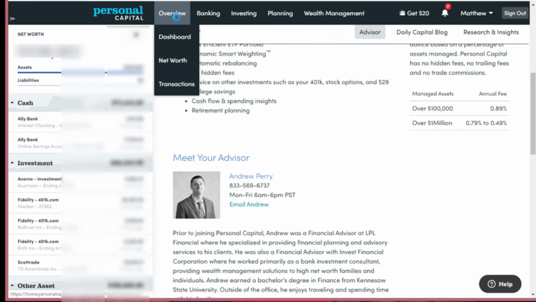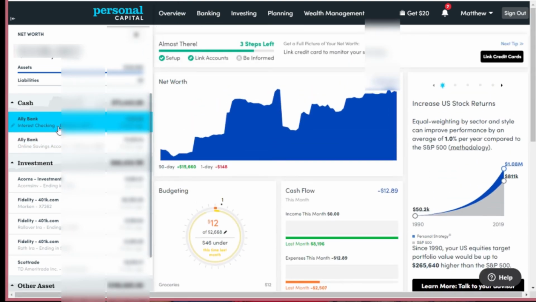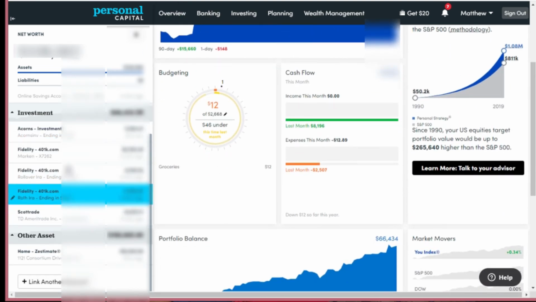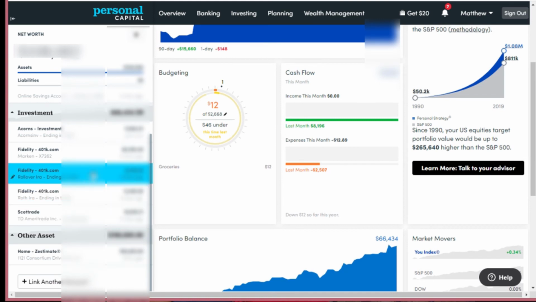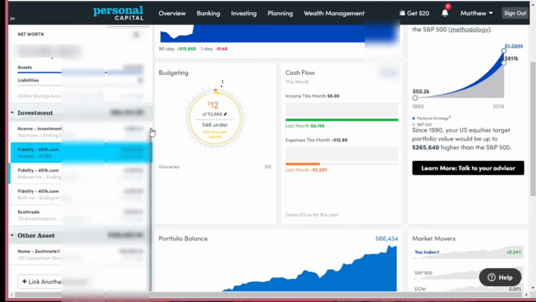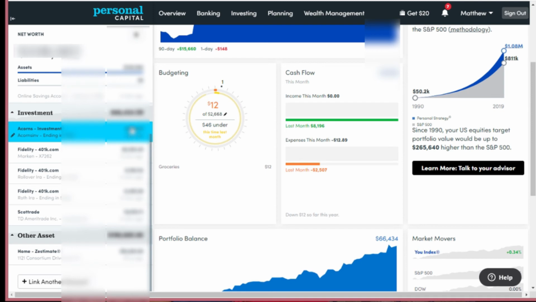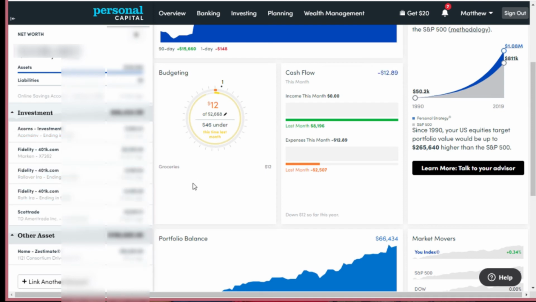And just to reiterate, you can see all of these accounts that I have, and a couple of them aren't even linked up. It saves me a tremendous amount of time, and it's so much easier to just log into Personal Capital and see all my accounts right there. I don't have to log into my Acorns. I don't have to log into my Fidelity 401k and IRA. I don't need to log into my TD Ameritrade to know exactly how I'm doing.